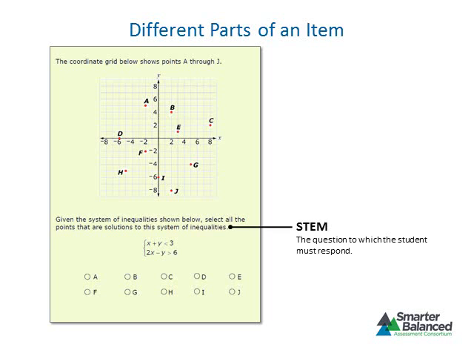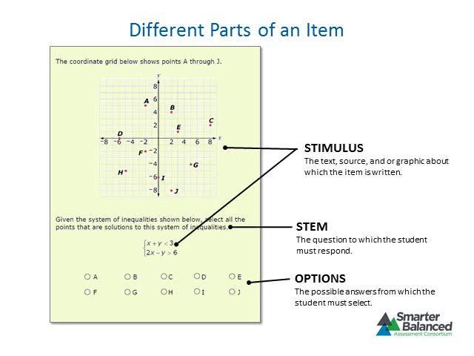The stem is the question to which the student responds. The options are possible answers from which the student must select. The stimulus is the text, source, and/or graphic about which the item is written. In this item, the stimulus is the coordinate grid and functions.